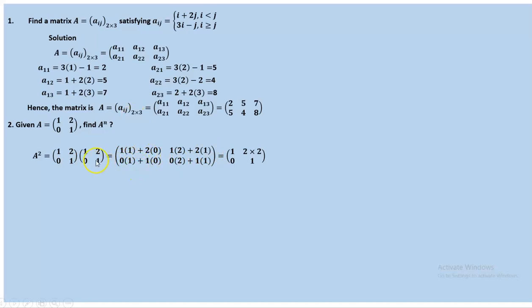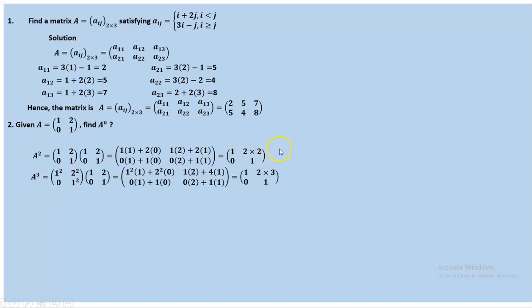So you have to consider the entries of the second row and the entries of the first column in the second matrix. As you are doing that, 0 times 1 plus 1 times 0 is going to come. Do the same for the other entry. So finally you will obtain this one. I intentionally wrote here 2 times 2.